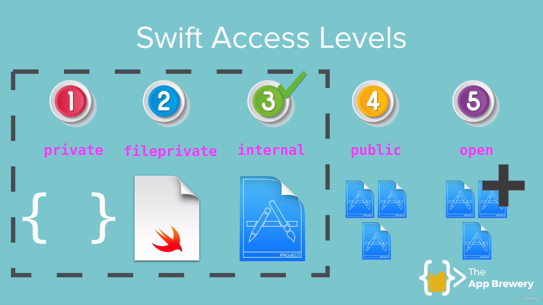But for developers who are working on frameworks, library, SDK development, then they will be looking into using 4 and 5. And this is because their module that they're working on, their library or their framework, is going to need to be exposed to other developers. And the only difference between these last two levels is that public doesn't allow the class or the function to be subclassed or overridden, while open basically lets you do whatever it is that you want.